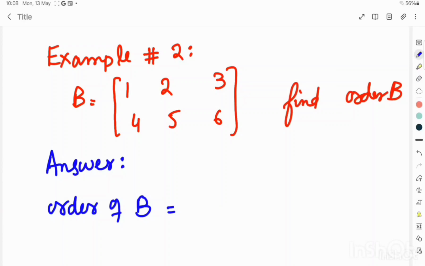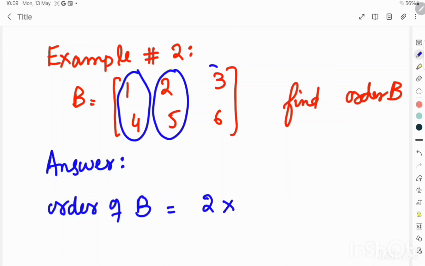So in this matrix, how many rows are given? As you can see, there are 2 rows. Okay, student. So I will write number of rows, which is equal to 2, multiplied by number of columns. So here how many columns are given? 3 columns are given. So I will write 3.